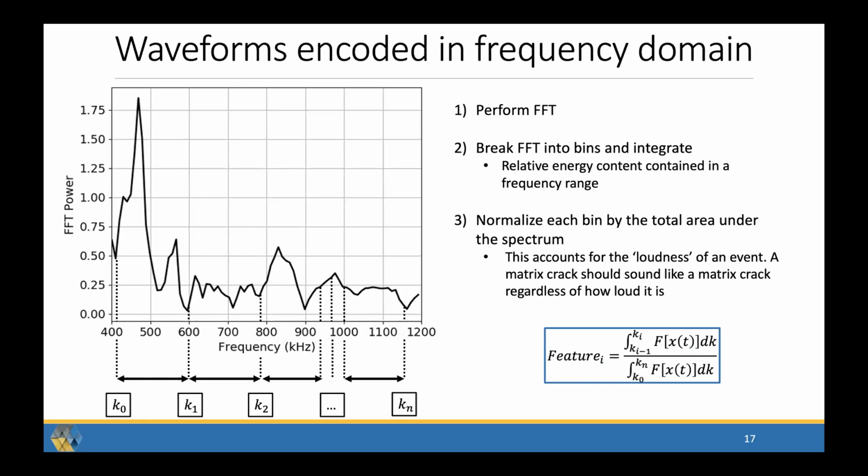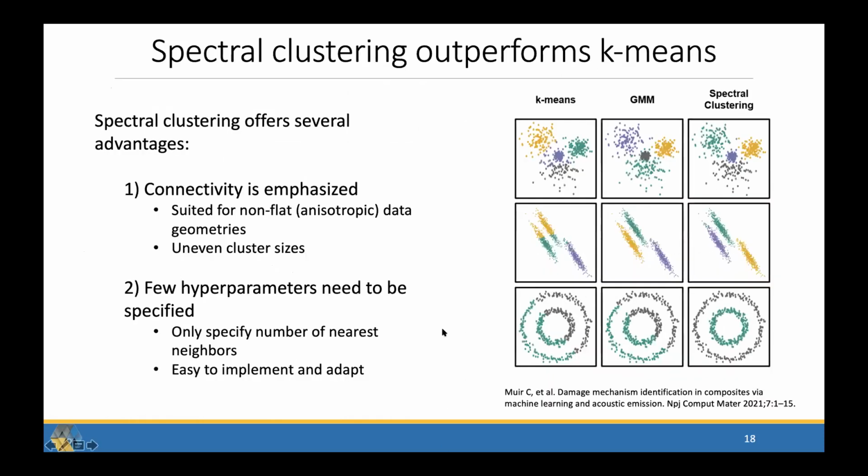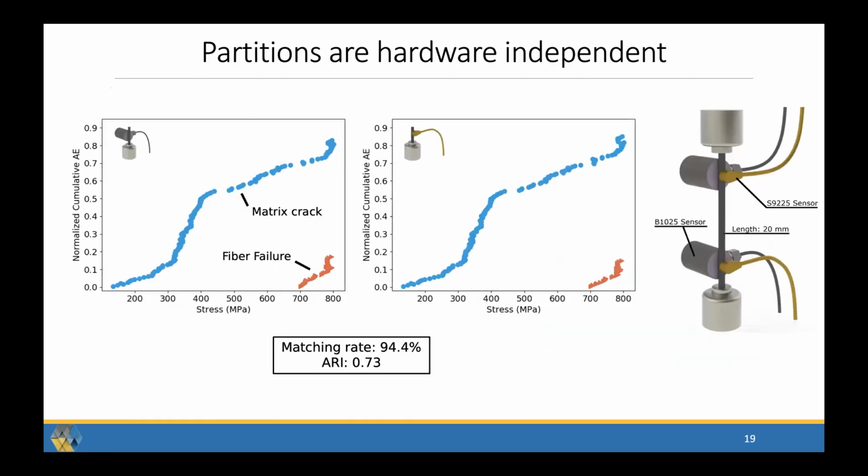And so we basically slice these up, we normalize, and we create a feature vector out of these different energy contents in these slices. And we do use spectral clustering because it is looking at this non-geometric, non-isotropic data. It can also handle uneven cluster sizes. And so that's the approach that we decided to take because it fit our data well. Not all clustering is the same.